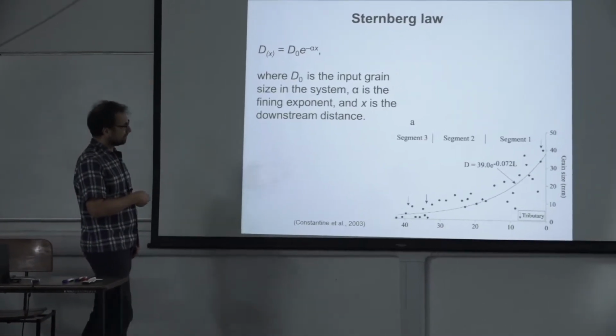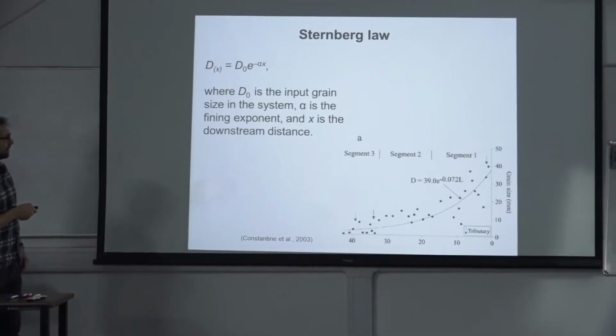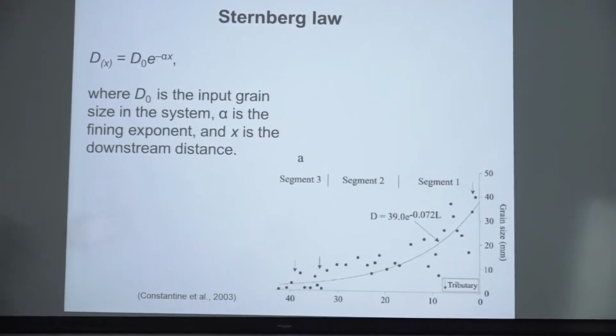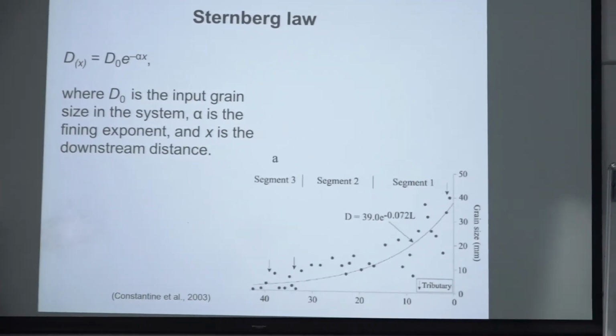This size reduction along the river has been documented for many years and observed in many rivers. One of the first observations was made on the Rhine River in Europe. And after this work by Sternberg, who characterized this decrease of the grain size downstream by some exponential decay, with a parameter alpha here, which is a fining exponent. So it's a purely geometric description of the evolution of your load downstream.